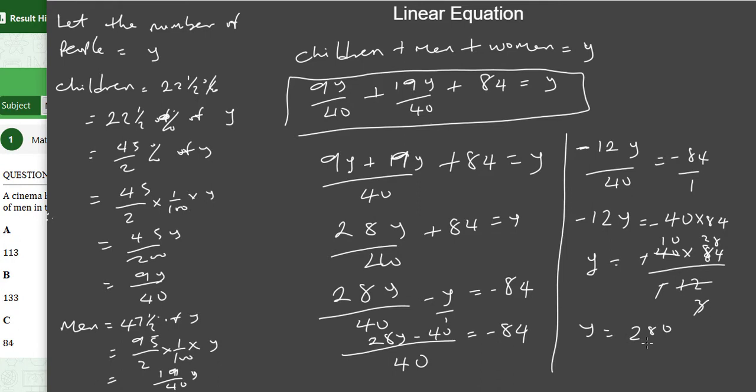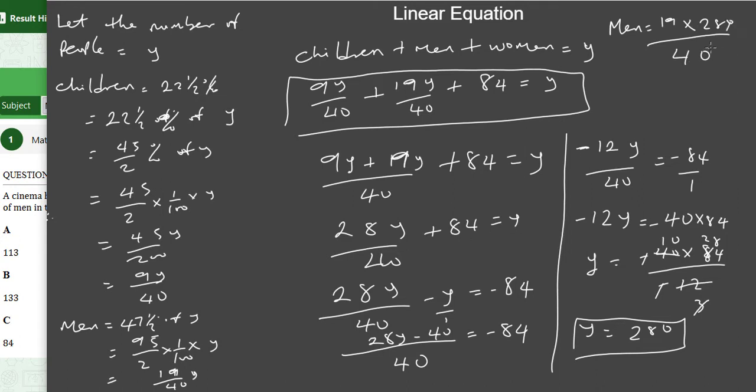So we can say clearly that the total number of people in the cinema is 280. But then, how many men do we have there? Because the question is asking us the total number of men. We know the total number of men to be 19y over 40. So since men is 19 times y, y is 280 over 40.